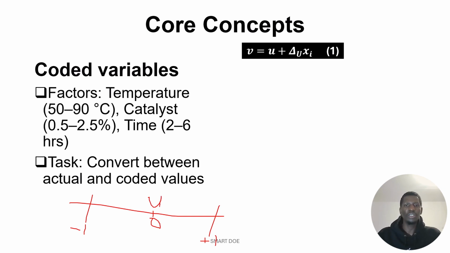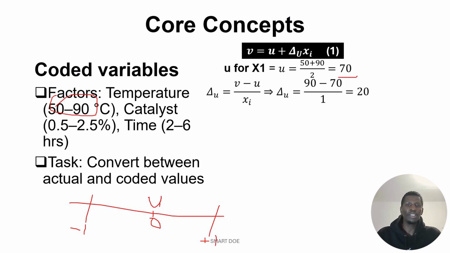So U is defined as the upper value plus lower value divided by 2. So U for temperature, x1, is 50 plus 90 divided by 2. So we are getting 70 as the value for U. Then du, if we make du the subject of the formula, is v minus u divided by x of I. Like I said, v is the actual value, u is the center point, and x of I is the coded value.